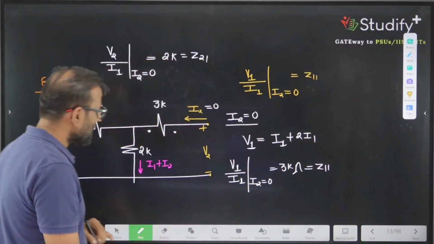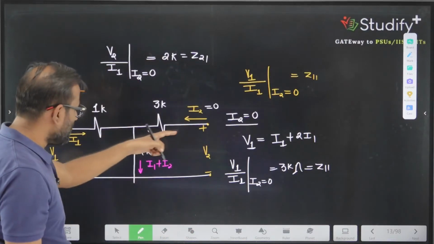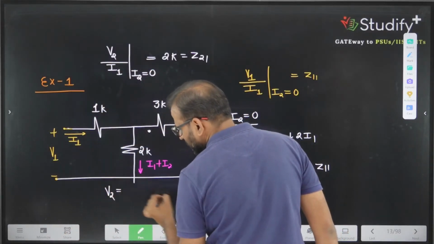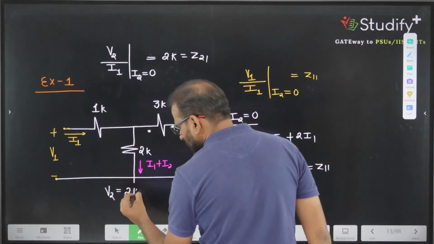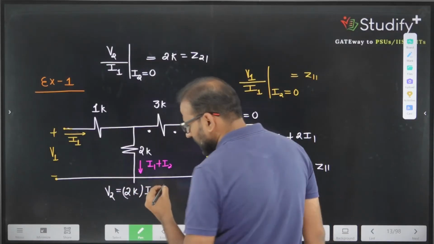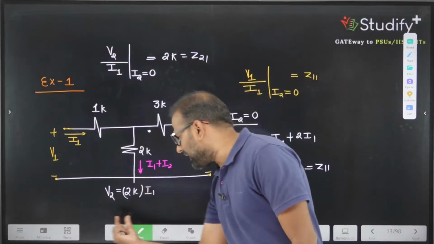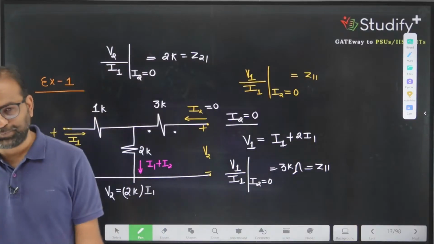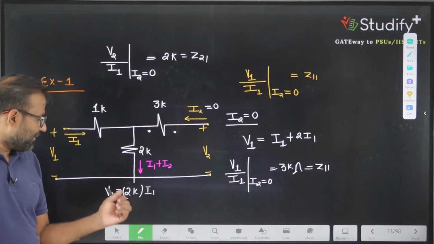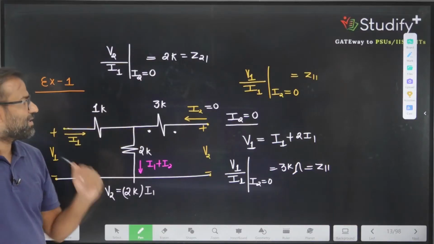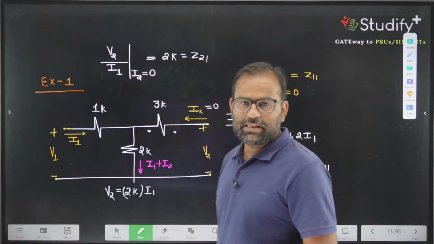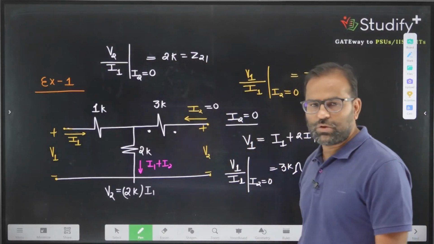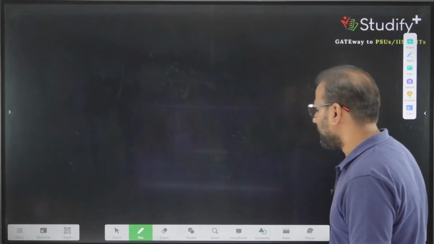Why am I writing this? Because when you apply the KVL here, you can say V2 is equivalent to 2K times I1. And I am interested in this ratio. So V2 divided by I1 ratio is what? 2K, which is mentioned here. Now, these are the port 2 parameters when you are making I2 equal to 0. What is the next thing? Next we will make I1 equal to 0.